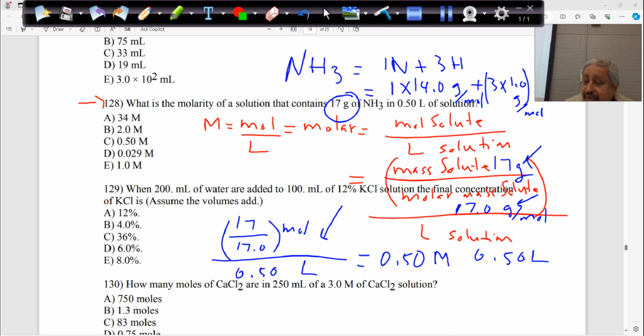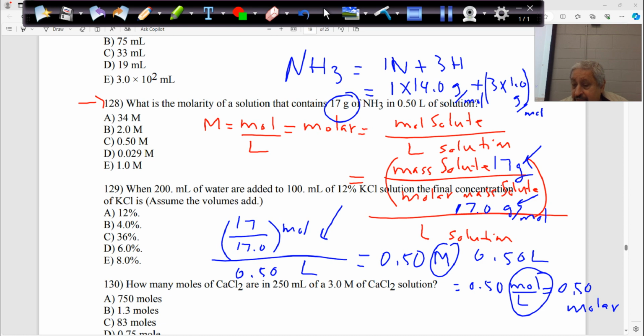0.5 molar, or 0.5 mole per liter, or 0.5 molar. So 3 units you have. Okay, capital M, mole per liter, or molar. So the answer is where? Is this one correct? Okay, that's good.